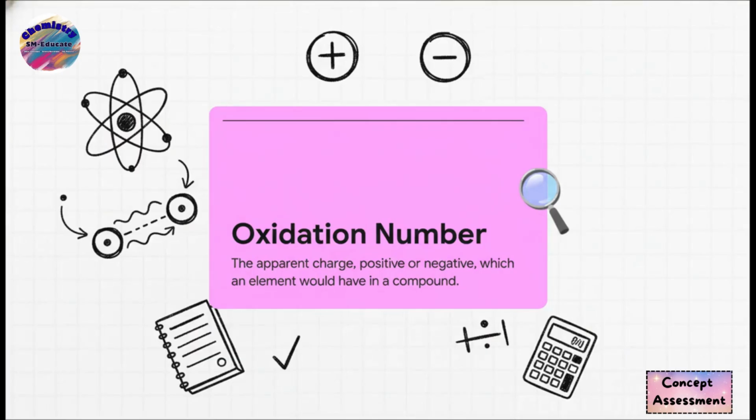So what in the world is an oxidation number? Well, you can think of it as the apparent charge an element has when it's in a compound. It's kind of like a score in a game of electron tug of war. This little number tells us who's pulling harder, who's losing electrons, and who's just sharing nicely.